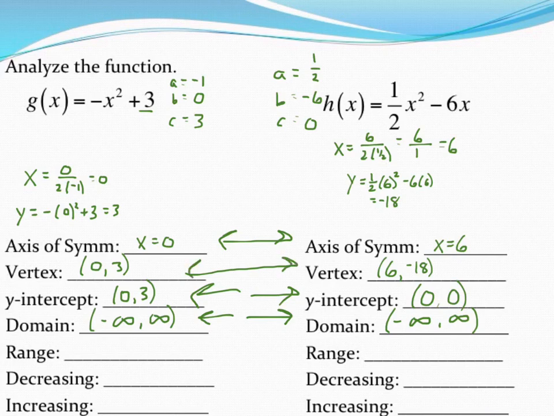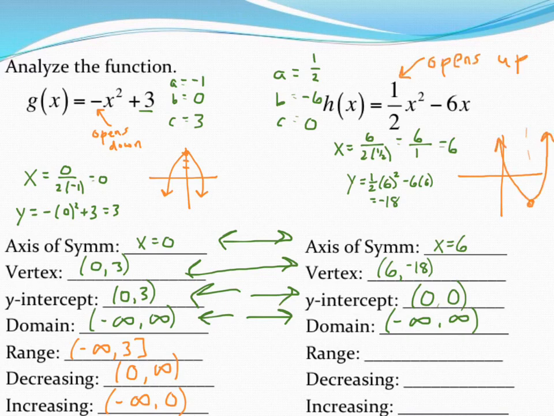For these last 3, the range, and then where I'm decreasing and increasing, I'm going to want to make a sketch. So again, if you pause the video and want to try these on your own, you can do that. Otherwise, let it play through. And real quick, you'll see my sketches pop up, and then how I determine the range and where it's increasing and decreasing after that. So you'll notice I also noted whether the parabola opened up or down when I made my sketch.